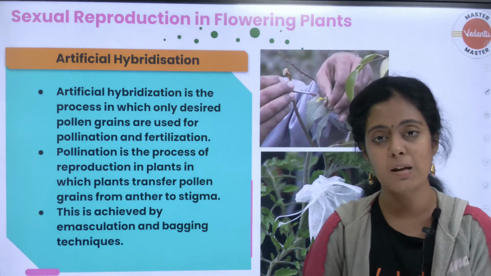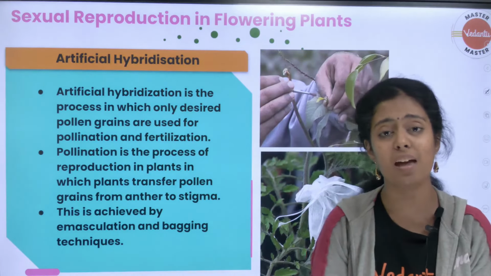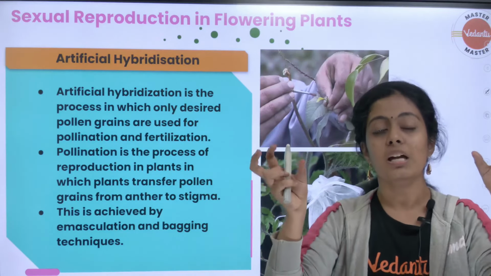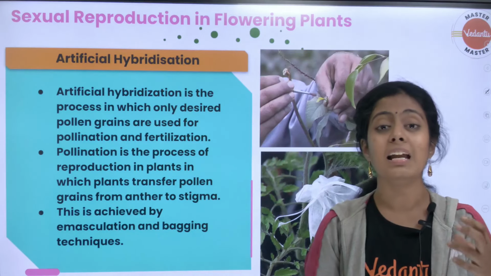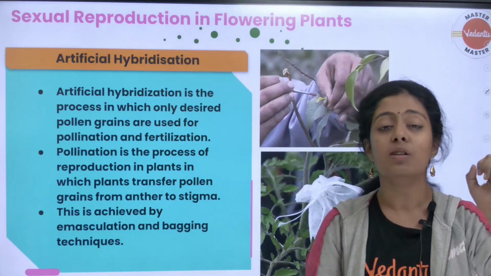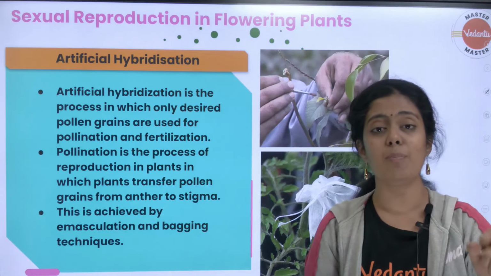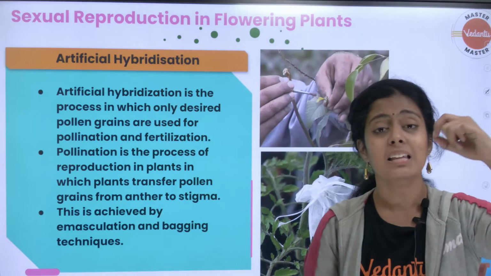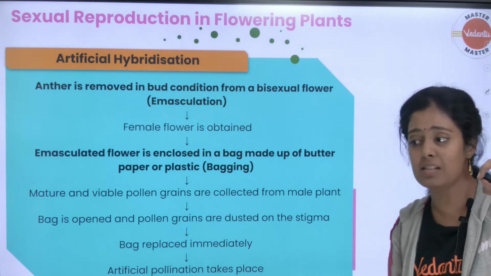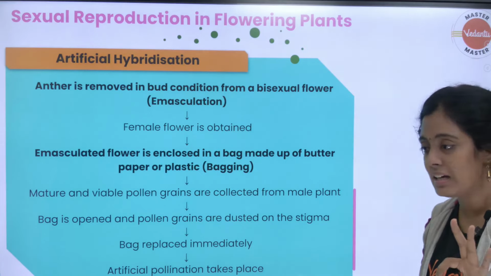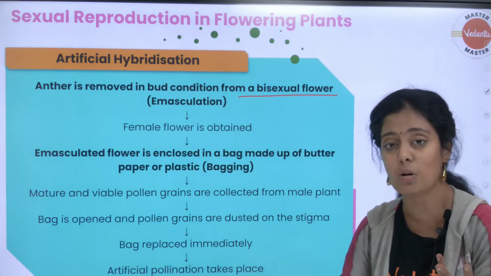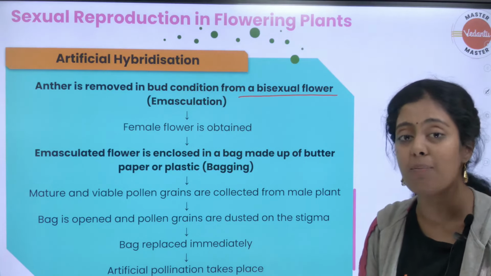Artificial hybridization na enna pasangla, the one which the very famous scientist Mendel did with pea plants, correct? So what did he do? He chose two plants. Okay, then he actually chose one as a female plant, other as a male plant. Okay, so modala enna panuvaanga, in the female plant they chose, they will remove the anther. You can see here the entire process, 3-mark question. Anther is removed in bud condition from a bisexual flower. That is what we call it as emasculation. Now the flower becomes a female flower.